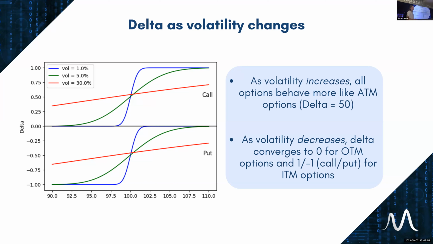A similar thing happens to puts because call delta plus put delta is 100. So you just shift it down and get the same thing. Any questions about this?